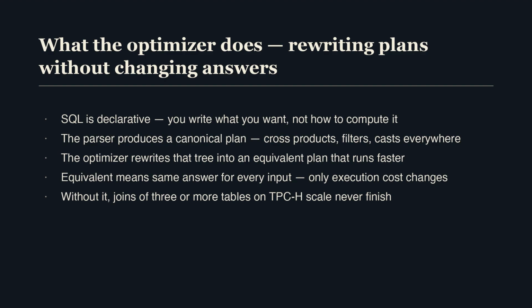The optimizer takes that canonical plan and rewrites it into an equivalent plan that runs much faster. Equivalent means it returns the same answer for every possible input. Only the execution cost changes. Without this step, joins of 3 or more tables at TPC-H scale never finish.